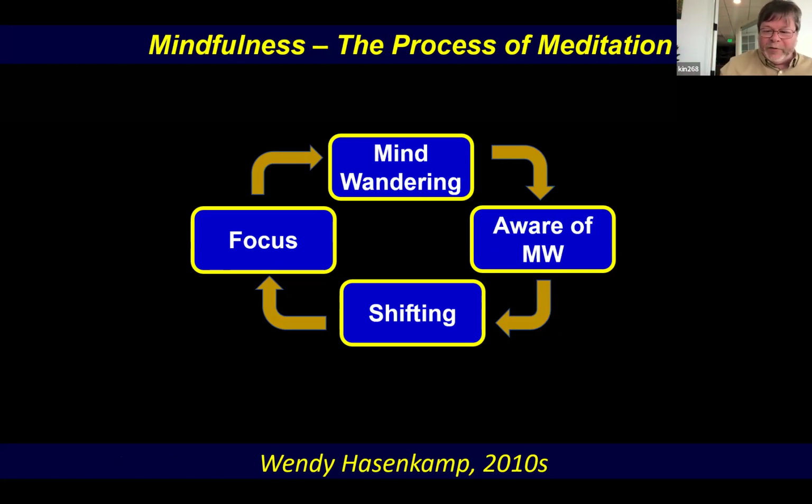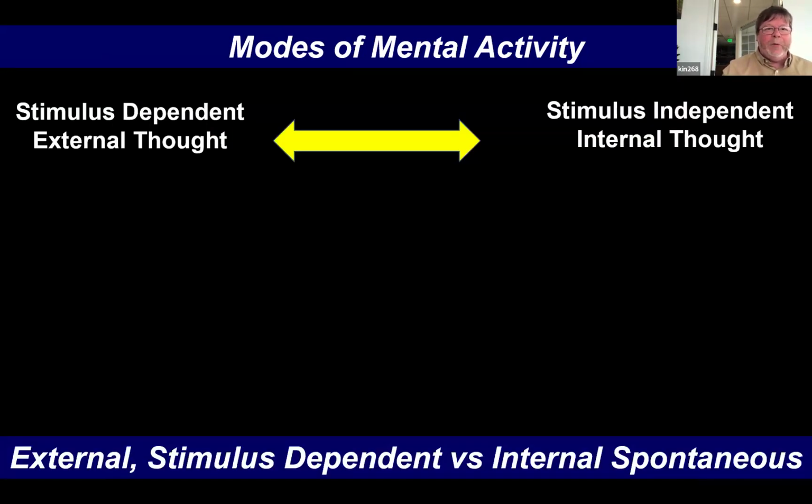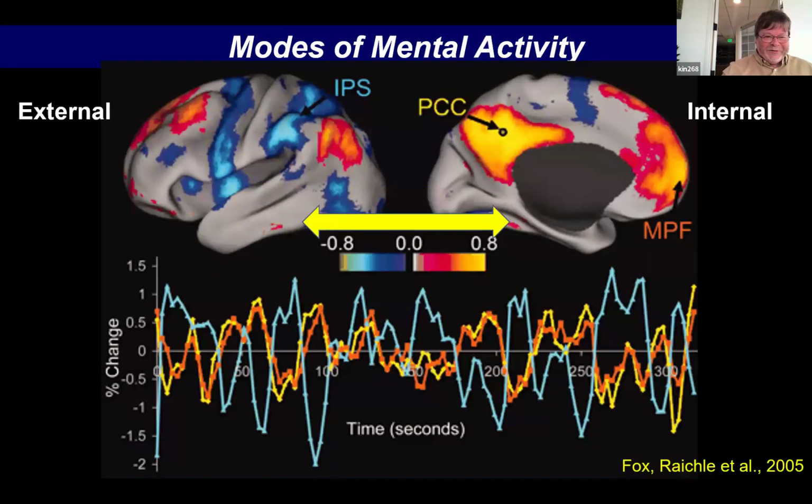Rinse, repeat a thousand times. So this is also Fox and Raichle's famous paper, the default mode network versus the task-positive network. I always have to show it because the data are so amazing. If you look at the blue lines, the red lines.